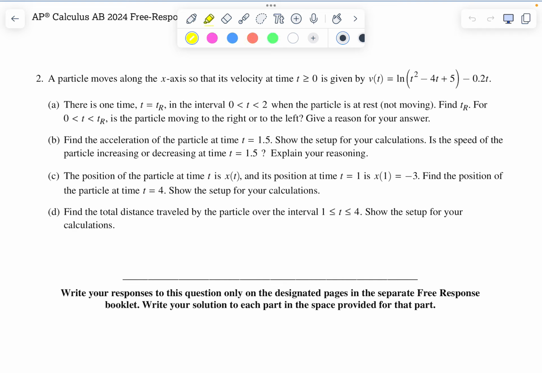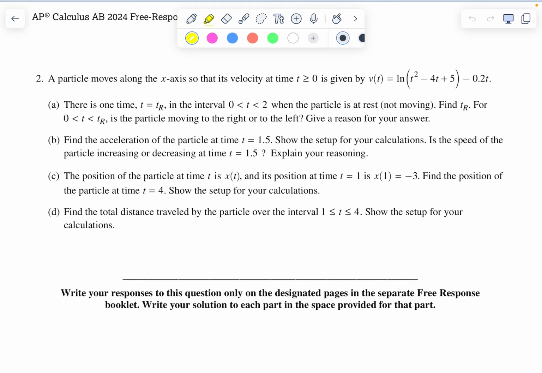At time t equals t_r in the interval 0 less than t less than 2, the particle is at rest, not moving, time t_r for the intervals. Is the particle moving to the right or to the left? Give a reason for the answer.